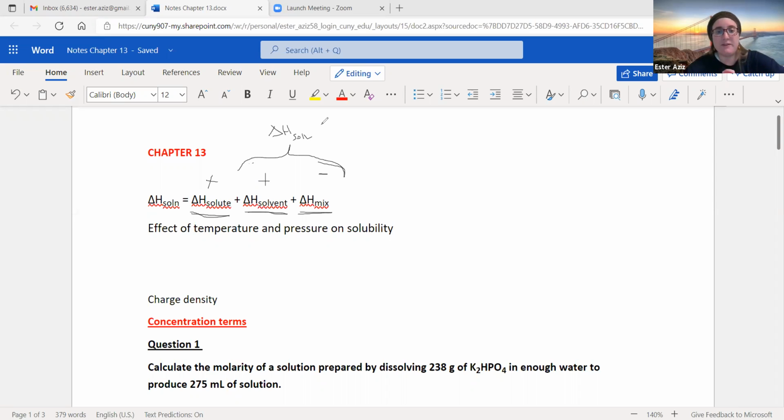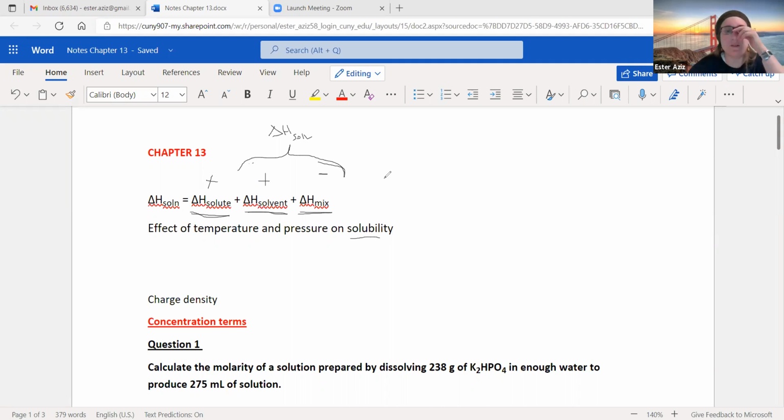Let's talk about the effect of temperature and pressure on solubility. Solubility here is a concept that's closely related to delta H of solution, and that's how much of a solute can dissolve into a certain amount of the solvent. And solubility is affected by temperature and pressure. And it's affected differently whether we're talking about gas, solid, or liquid.